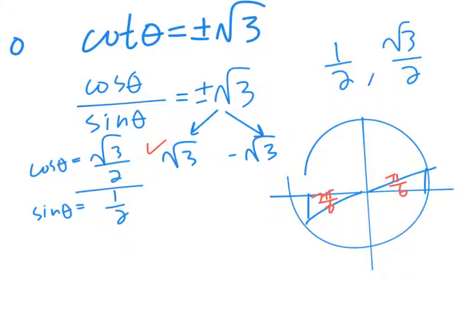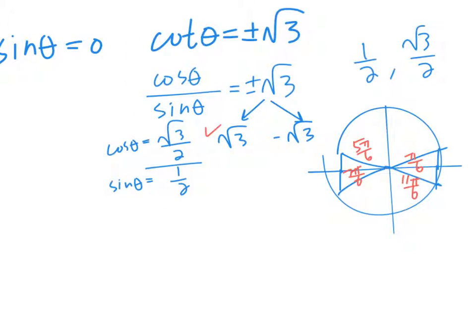Okay, so that is done with the positive. Now we're going to do the negative. Negative means one of them is negative, one of them is positive. It's going to be the other two quadrants. So what's the angle that gives that ratio in the second quadrant? Okay, good. 5 pi over 6. And then in the fourth quadrant? Okay, 11 pi over 6. So we have 4 answers from here.